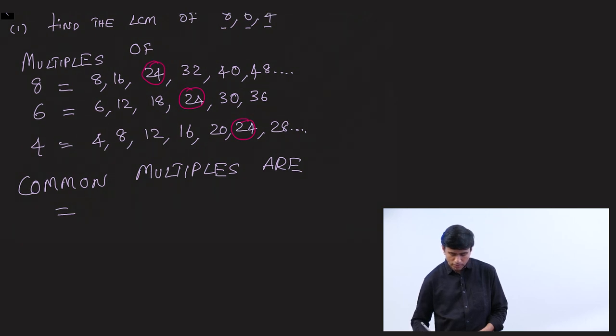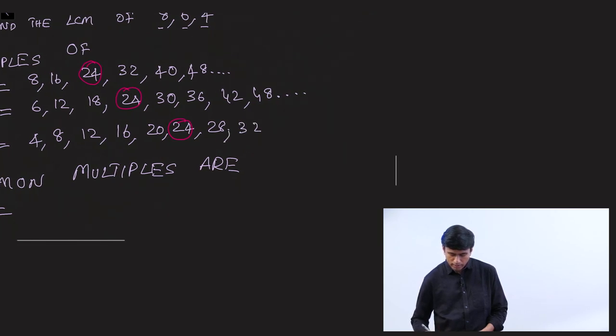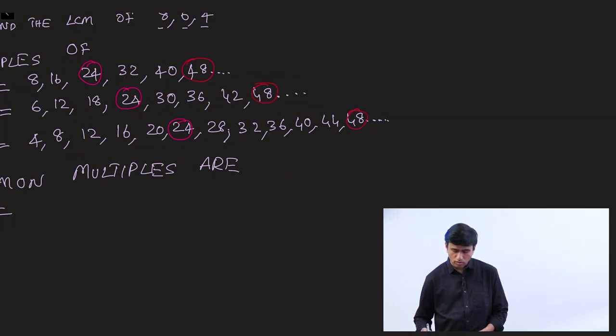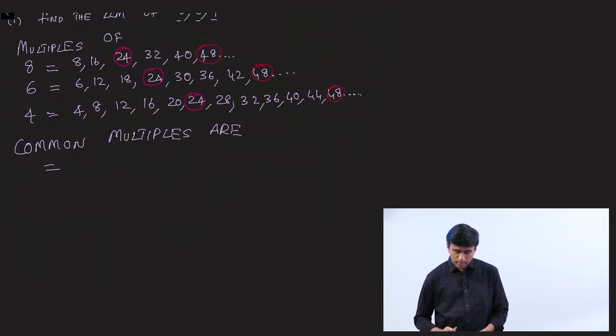Because if you write the multiples of 6, if you go further, you can get 36, 42, 48, and so on. And if you write the multiples of 4, after 28, you can get 32, 36, 40, 44, 48, and so on. So you see, 48 is also a common multiple. In fact, since the multiples are infinite, you can get many more common multiples. But right now, let's write the common multiples that we've written. The common multiples are 24, 48, and so on.